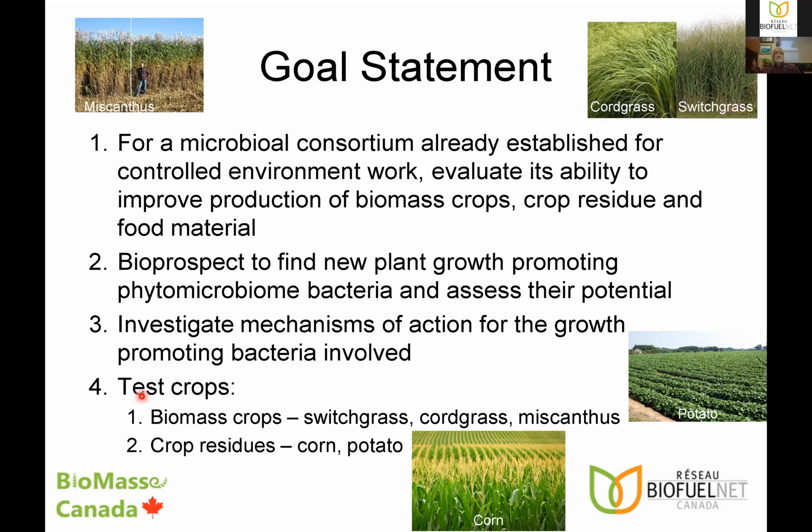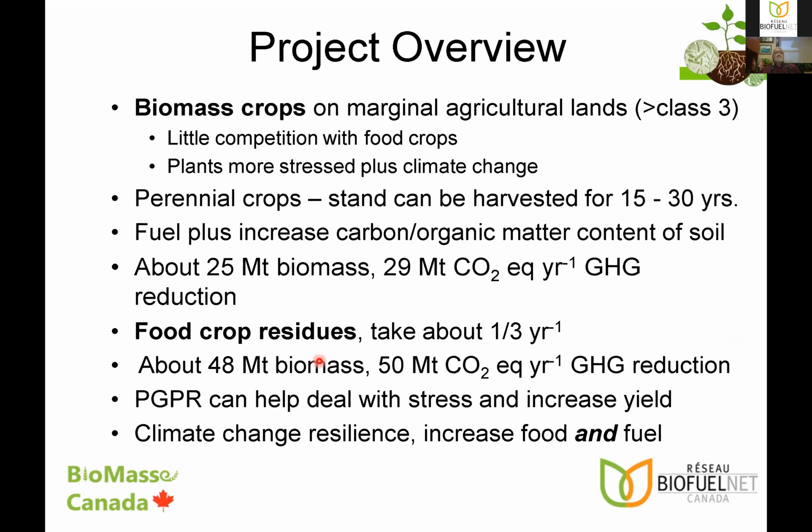Test crops. Here we are. Biomass crops, so switchgrass, cordgrass, miscanthus, and then crop residues from corn and potato. Here we go, project overview. So biomass crops, we talked about this, marginal lands already, class 3 and greater than class 3. If we're on these, there's not a lot of competition with food crops, so that's good.